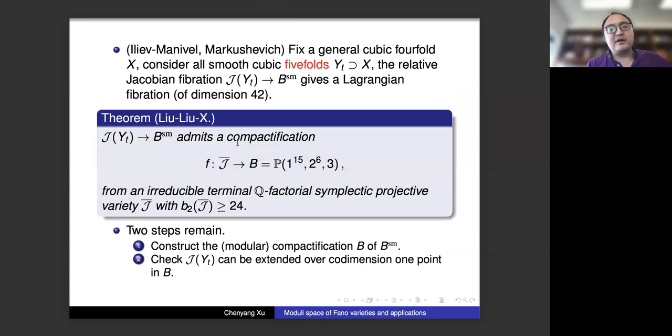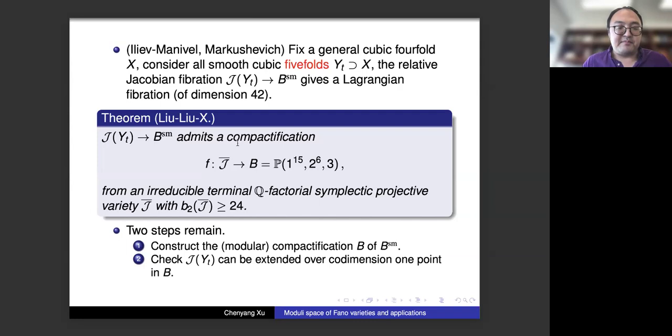So we want to apply this to one example. The open part of this example was already studied before by, for instance, Iliev, Manivel, and Markushevich. So it's somehow dual to the example in LSV. Now I still fix the general cubic fourfold, but instead of considering all the threefolds containing it, now I consider all fivefolds containing it. Then if I consider only the smooth ones, I still get a relative Jacobian fibration, which now is of dimension 42. Of course, in the original LSV case, the dimension is 10.